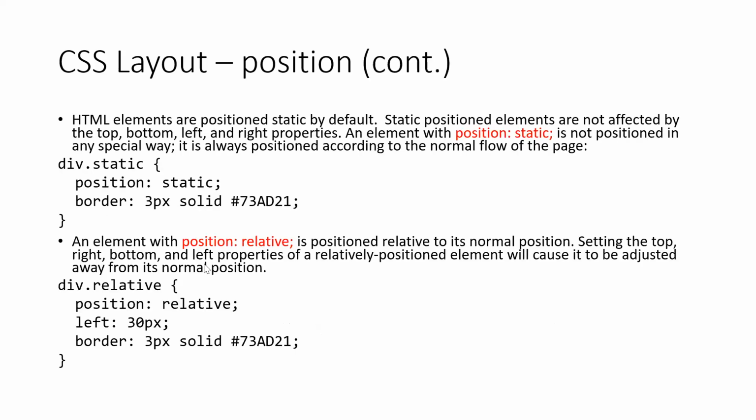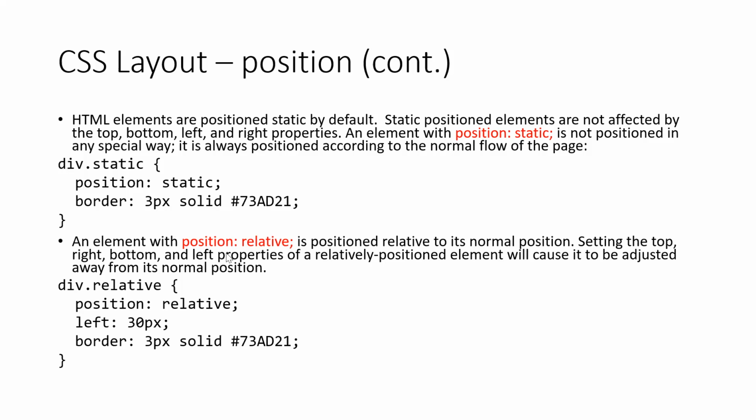Now, for example, the default value is normally static. When you say static, it will not be affected if you use top, bottom, left, and right properties, right? So there's no change. For example, if you say div with class static, the div static means the position is static, and then you are giving it a border.